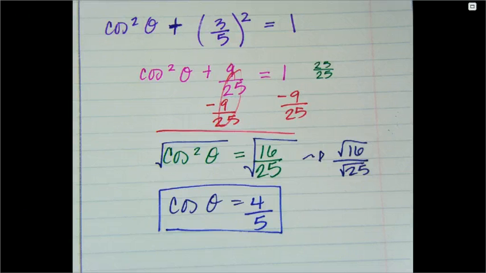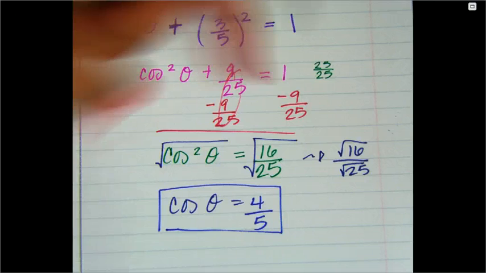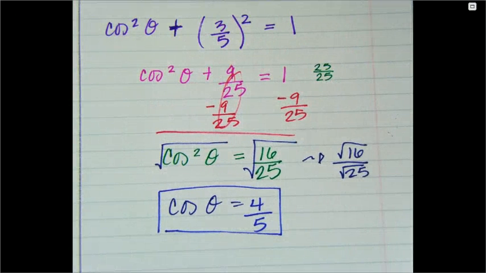Because I need to subtract 1 minus 9 over 25, and you have to have common denominators in order to subtract. And isn't 25 over 25 1? Okay, so it has to be the same thing. You just subtract them and be able to square it.